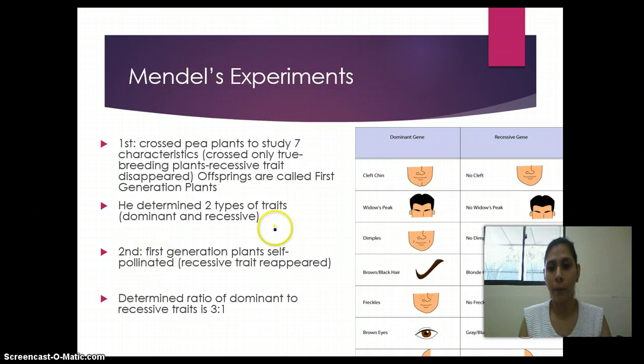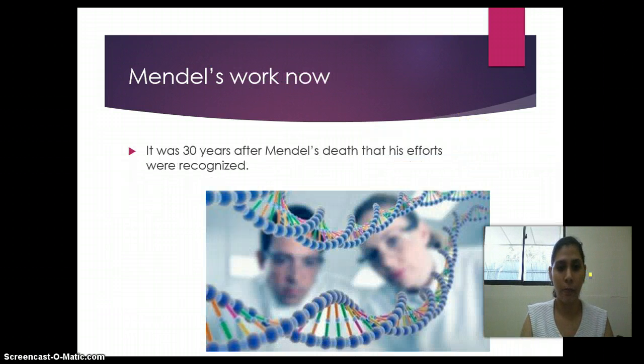So it reappeared. Here are some examples of recessive and dominant traits. So you might want to check if you have any of these. It's probably because one of your parents has one of these traits.